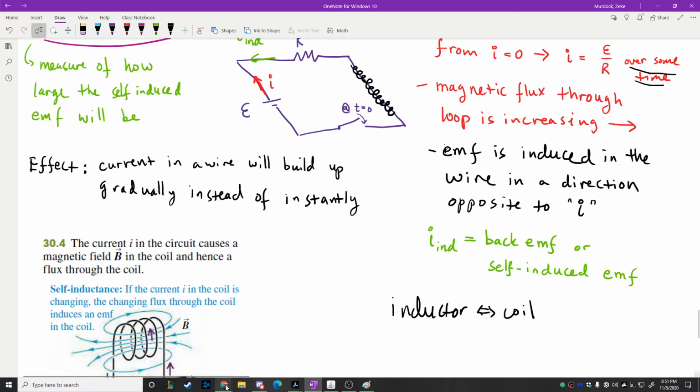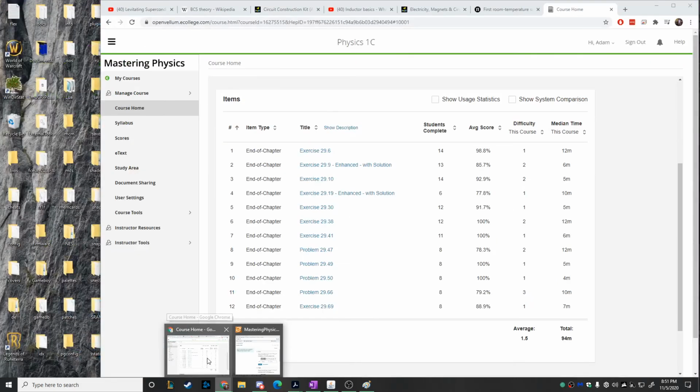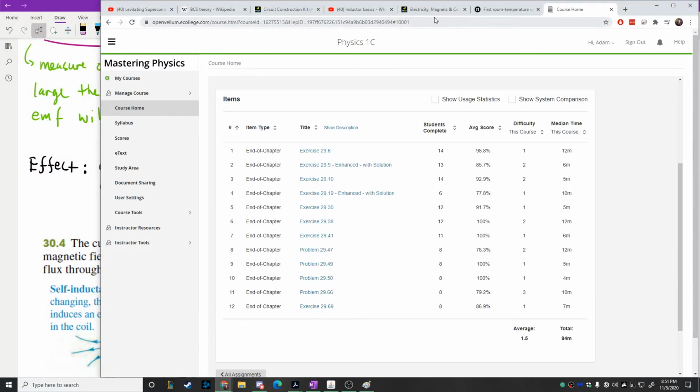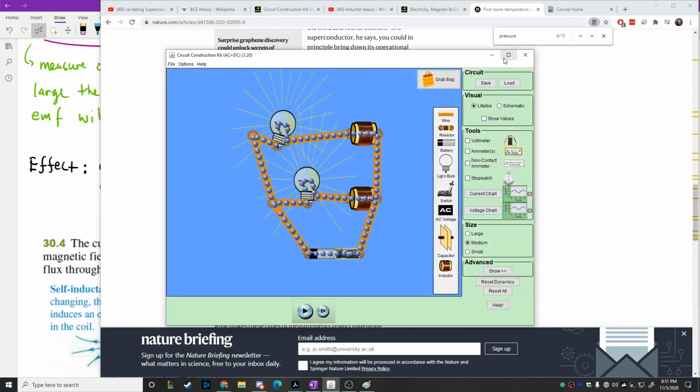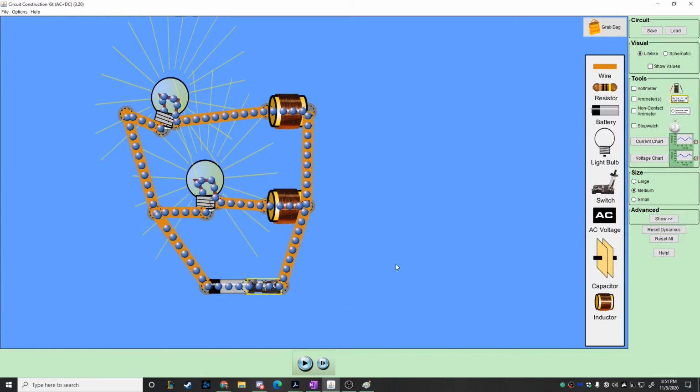All right, I think first thing we'll do is we're going to build a circuit. We're going to build a circuit that has inductors in it. I did one before class, but we're going to build it completely from scratch here. And I'm just going to show you what these things do, okay?